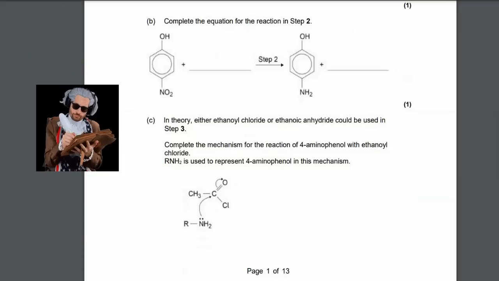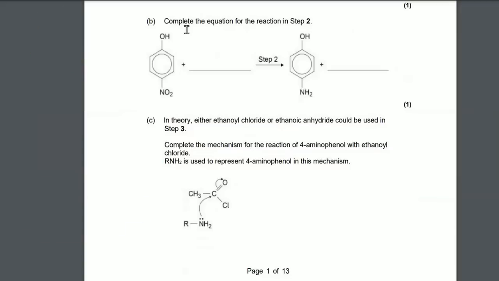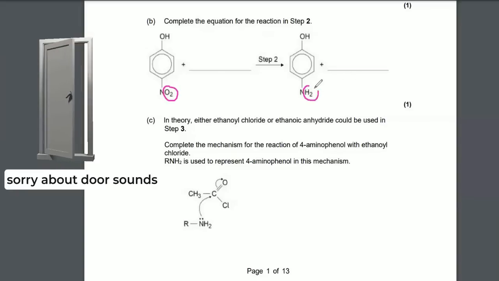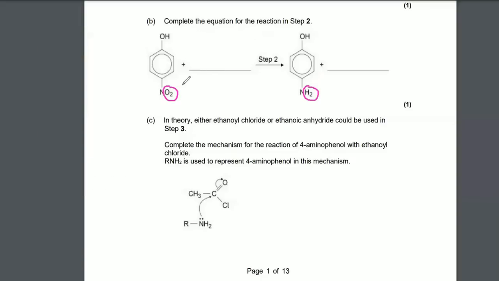Okay, so in this part B, we need to complete the equation for the reaction in step 2. And you've got 4-nitrophenol here at the start. So the nitro group's not as high priority as the hydroxy, so it's called 4-nitrophenol. And then it forms 4-aminophenol. Again, the amino group's not as high priority as the hydroxy. And what's happening is this oxygen is being swapped here, this O2, for these two hydrogens here on the amine group in the product. Look, we've gone from an NO2 group to an NH2 group.